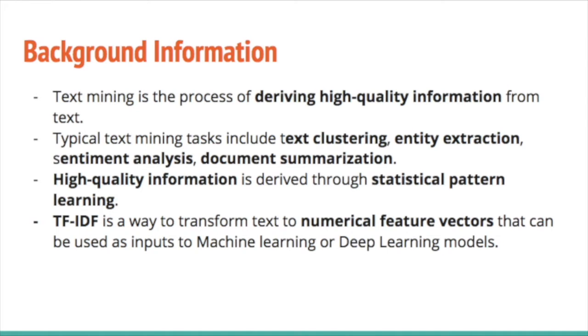Text mining is the process of deriving high-quality information from text. Typical text mining tasks include text clustering, entity extraction, sentiment analysis, and document summarization. High-quality information is derived through statistical pattern learning. In this case, we'll be using TF-IDF, which is a way to transform text to numerical feature vectors that can be used as inputs to machine learning or deep learning.